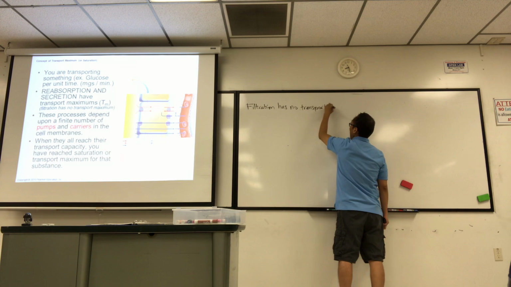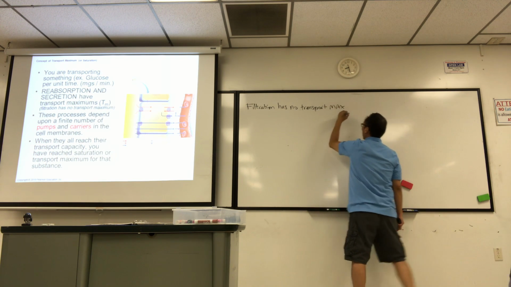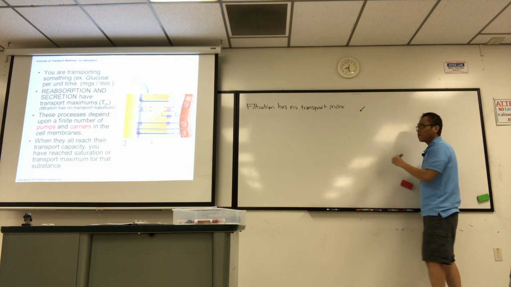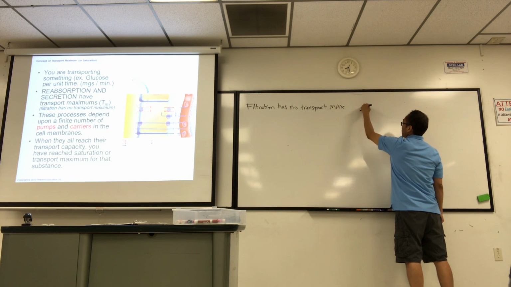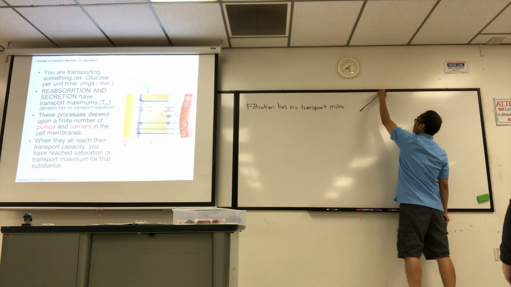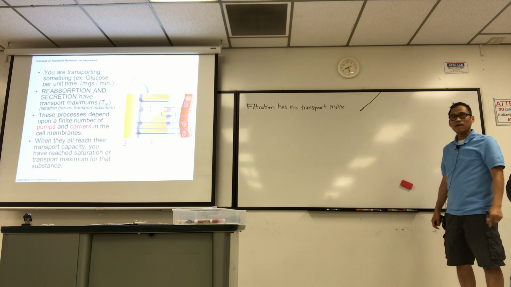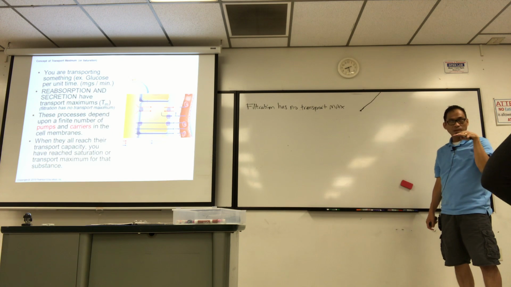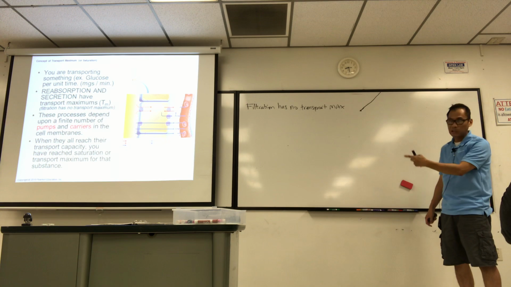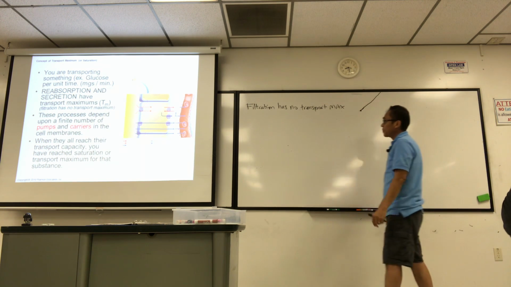Transport max. In other words, you start filtering. If you're measuring the level, and it makes it through the filter, and you just increase the level in the blood, it just keeps going. It will never level off. If the level in the blood goes up and it can go through the filter, it all goes through. But what I said prior is that secretion and reabsorption can max it out.